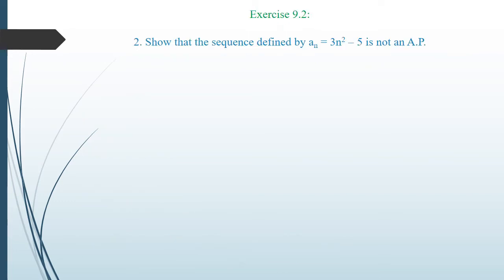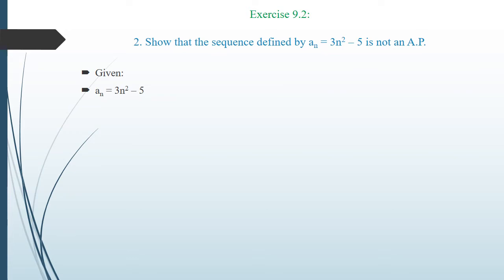Next question is: show that the sequence defined by an is equal to 3n square minus 5 is not an AP. As we solved the first example, similarly we are going to solve this by finding the first three terms of this sequence and checking whether it is going to form an arithmetic progression or not. Let us do that. Given an is equal to 3n square minus 5, this is going to be the nth term of this particular sequence.